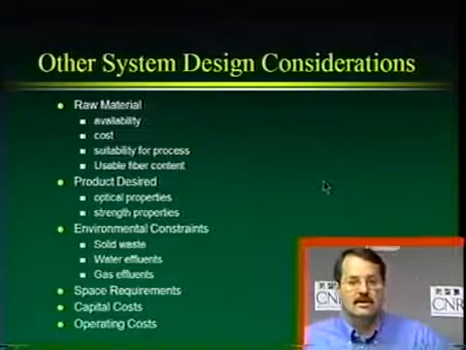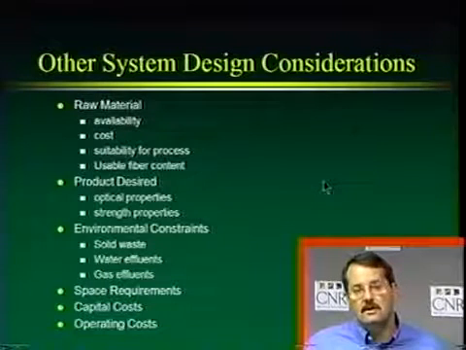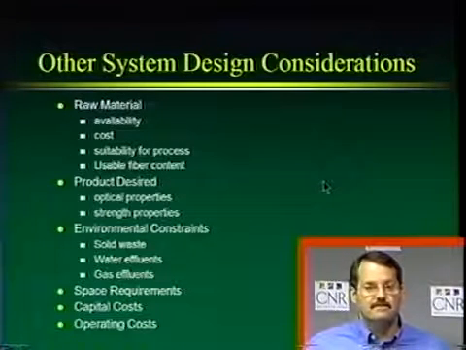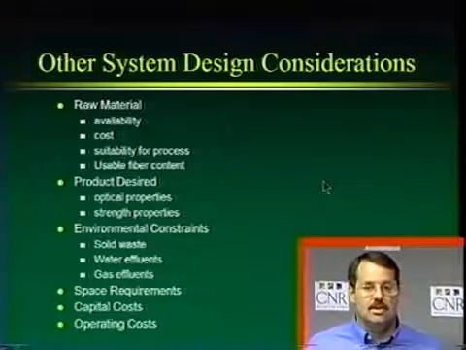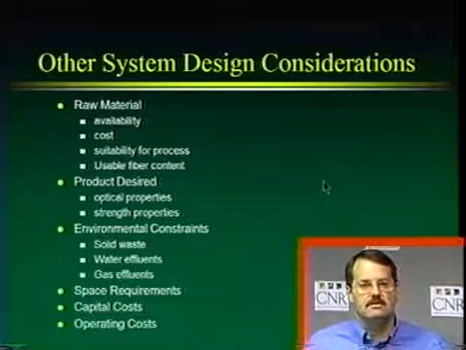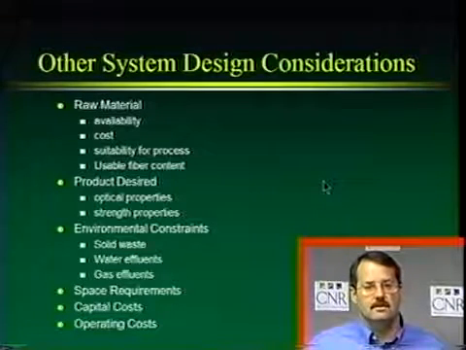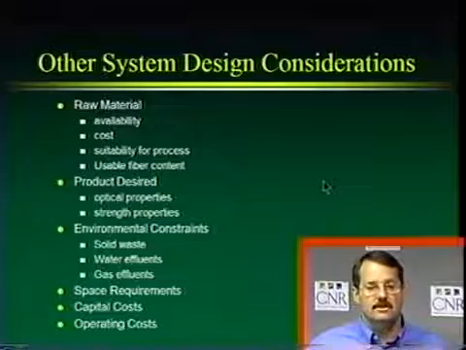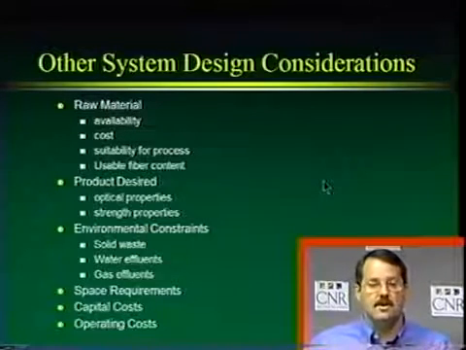All right, so we can even go further on other system design considerations and talk about the raw material. Sometimes the raw material that you're planning on using may not be available, so you might have to spend more money to try to find that available material somewhere else or use a replacement material. The raw material can go up and down in cost, and you've got to think about how suitable that raw material is for your process. So if you have a process that doesn't have deinking and you need deinked pulp, you have to start off with a pre-consumer waste that has no ink in it, and that's going to be maybe expensive.